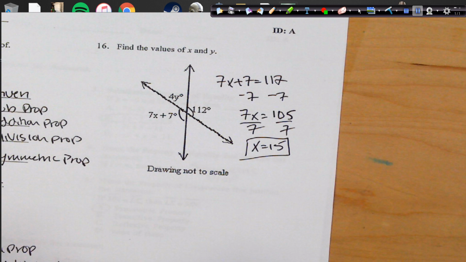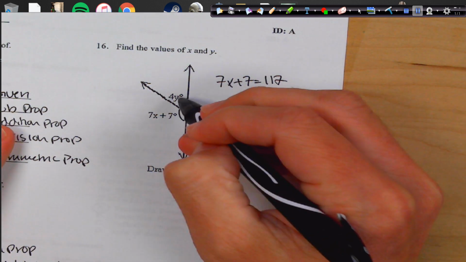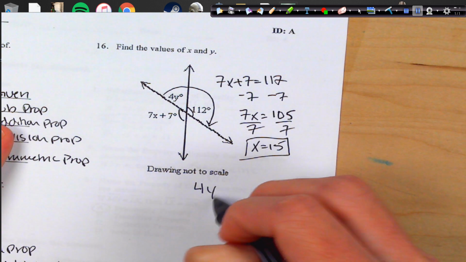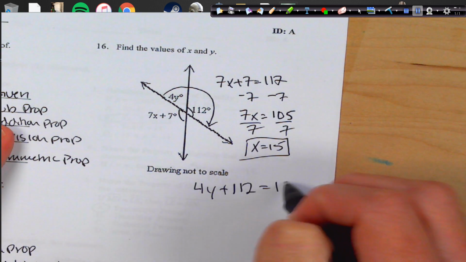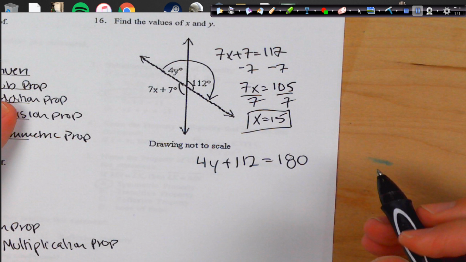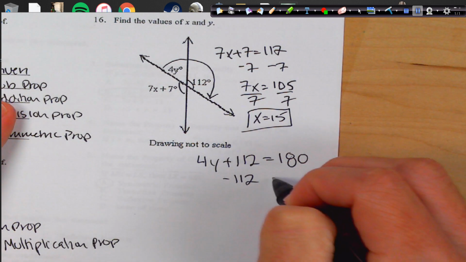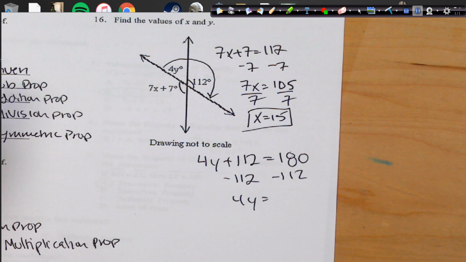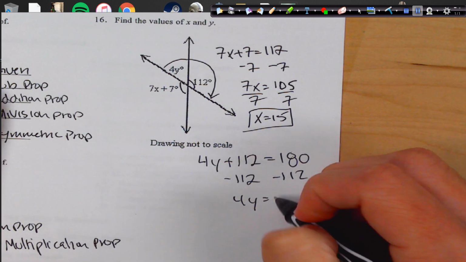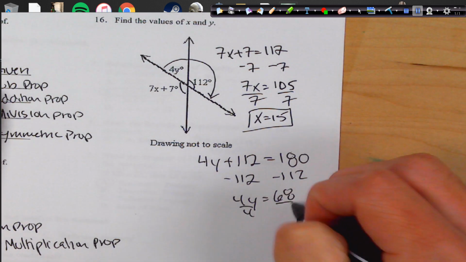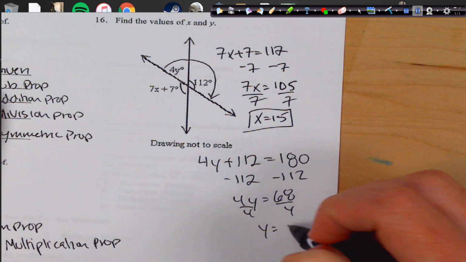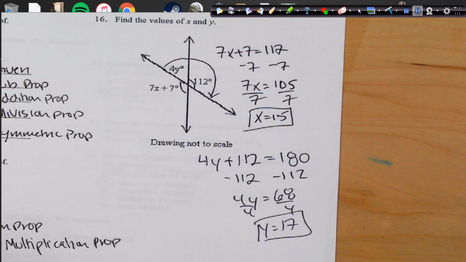Again, I found the value of x. I now need to find the value of y. 4y and 112, these are supplementary, so they should add up to 180. So we're going to subtract 112 from both sides. And 4y is going to equal, I'm just going to use my calculator so I don't make a mistake, 68. Divide by 4, y will equal 17. And those are our two answers.